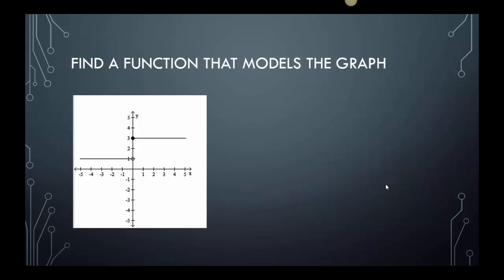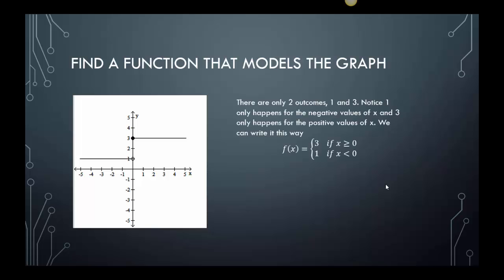I'm going to reverse the idea, and instead of showing you the output as numbers, I'm going to show it to you as a graph. So here's the first graph, and I tried to keep it really simple to start, and we again want to find a function that models it. This one's nice because there's only 2 outcomes. It can either be 1 or it can be 3. The 1 happens when I have a negative number. The 3 happens when I have a positive number. And it also happens when it's 0.